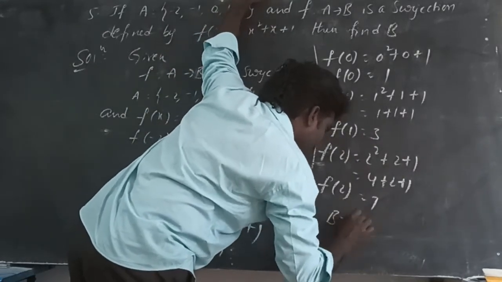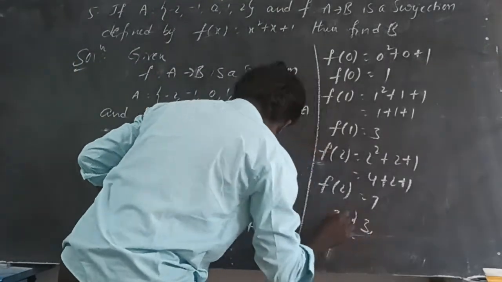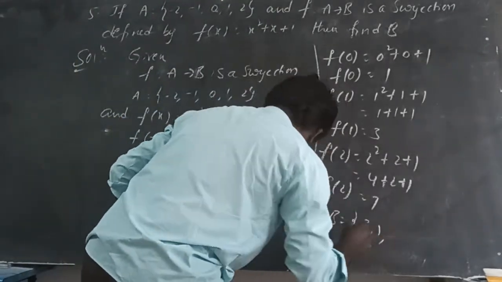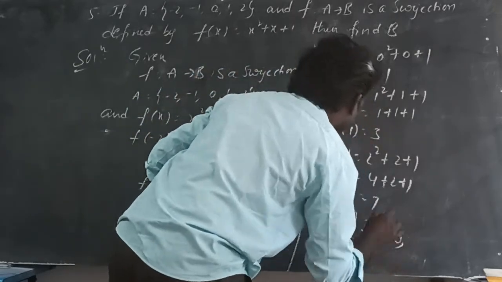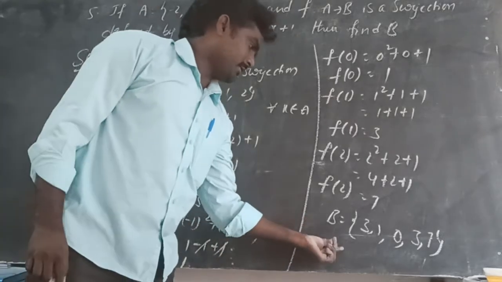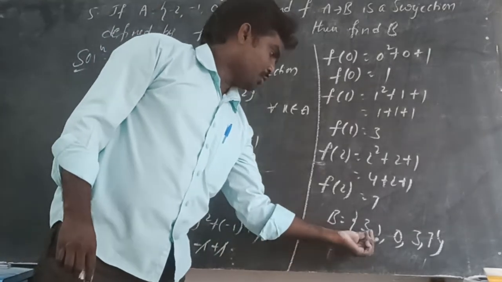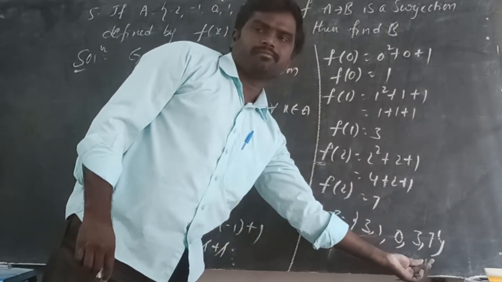B is equal, what are the elements now? 3, next 1, next 0, next 3, next 7. So the range of the function f of x equal to x square plus x plus 1 is 3, 1, 0, 3, 7.